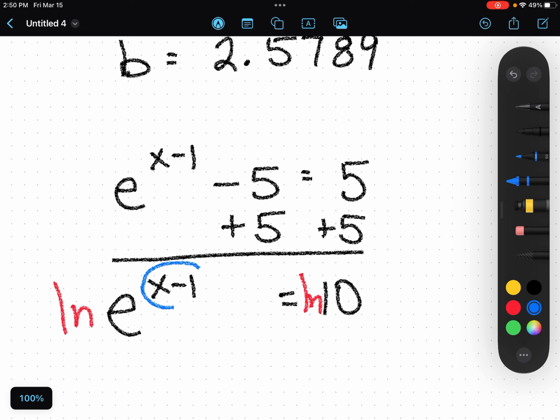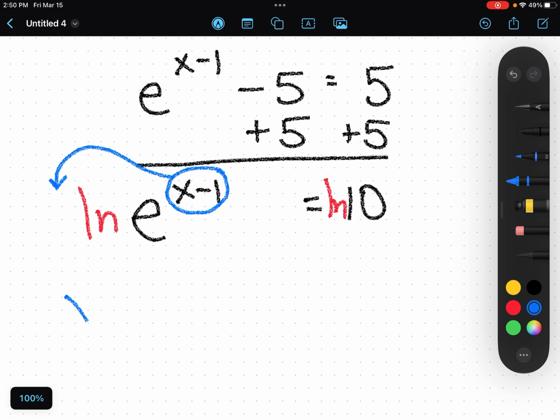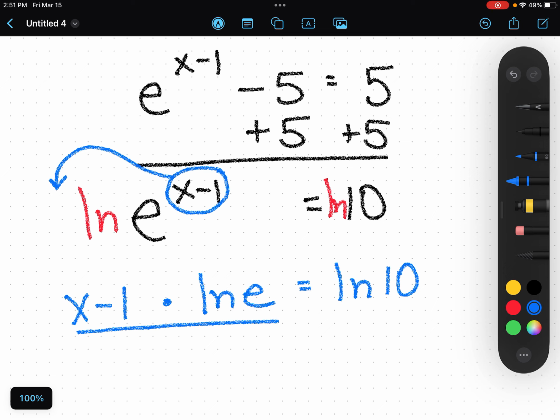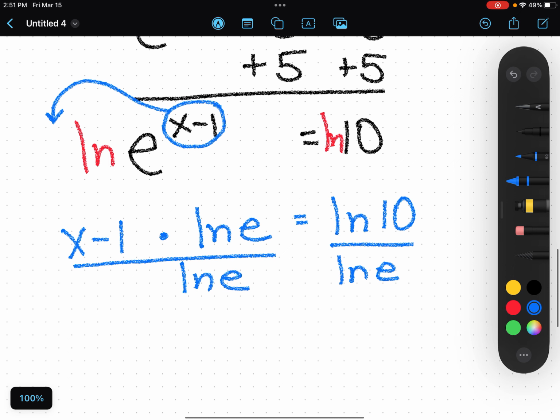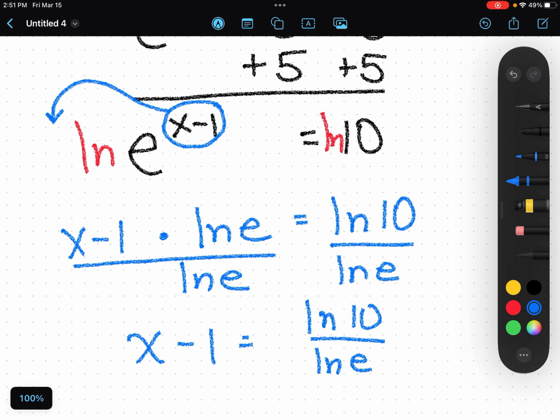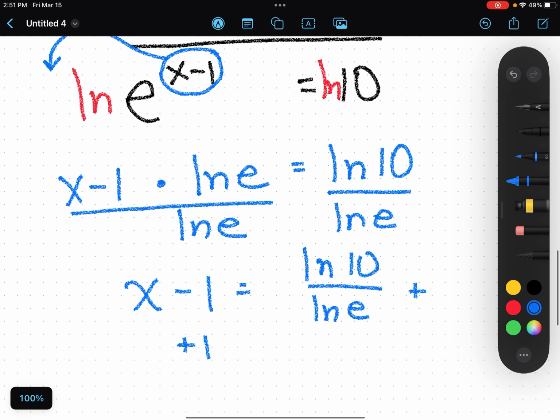What that does, again, it allows us to move this to the front. So I end up with x minus 1 times the ln of e equals the ln of 10. So then to solve, I'm going to divide by the ln of e first, which you'll notice is a certain number, maybe. And then add 1 to both sides.